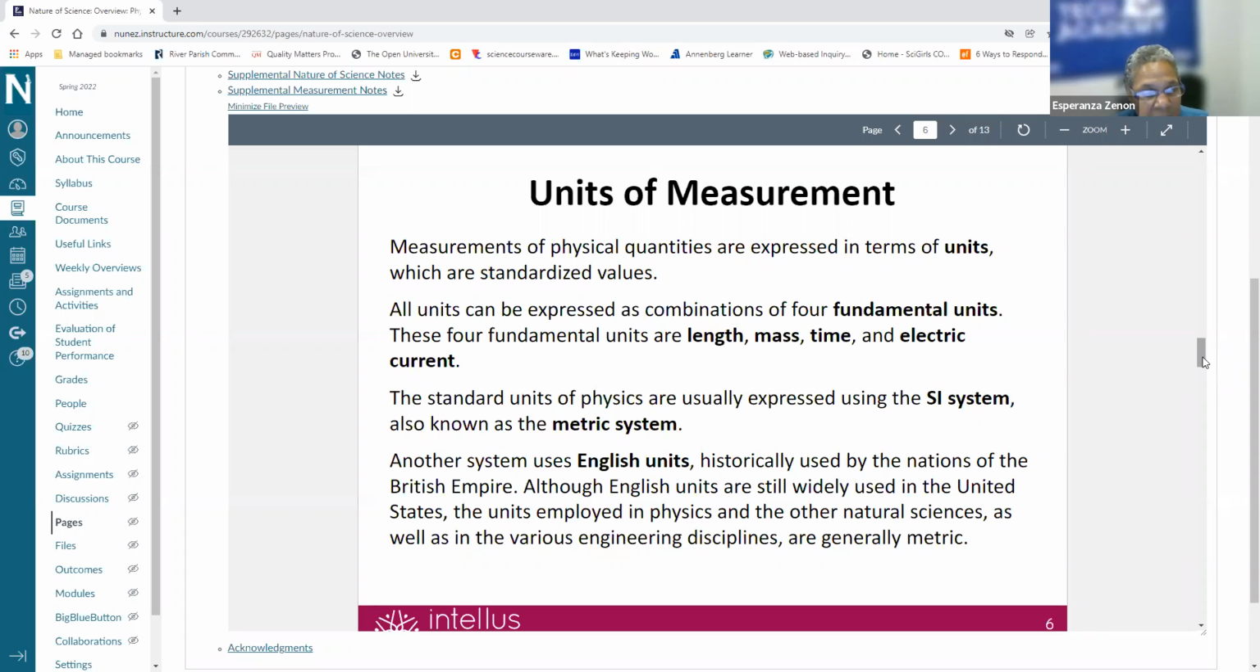There's an English unit system, and we still use it in the United States, but except for the sake of practice, I'm going to rely on the metric system in this class.